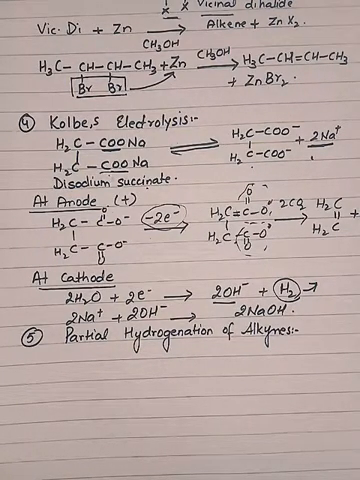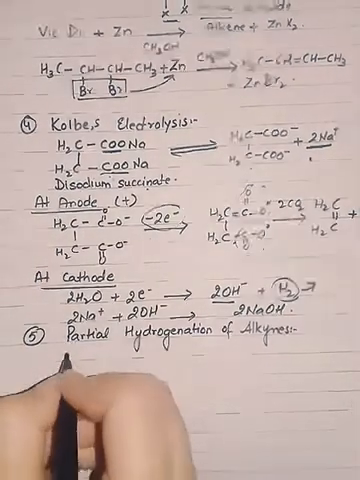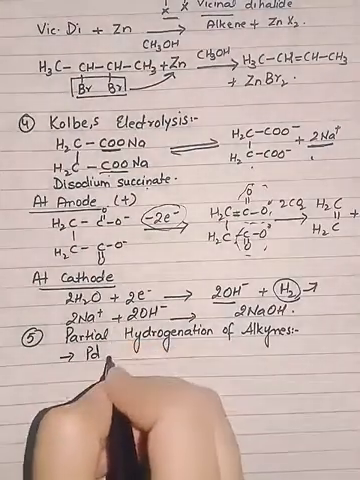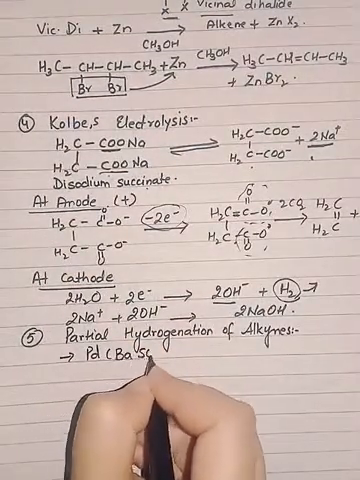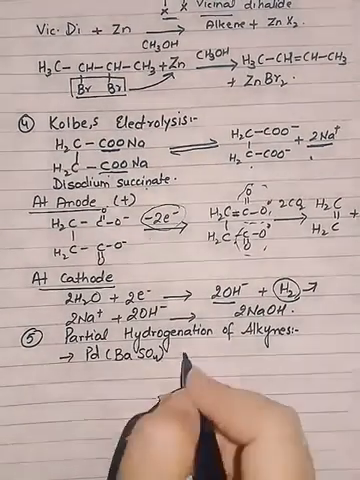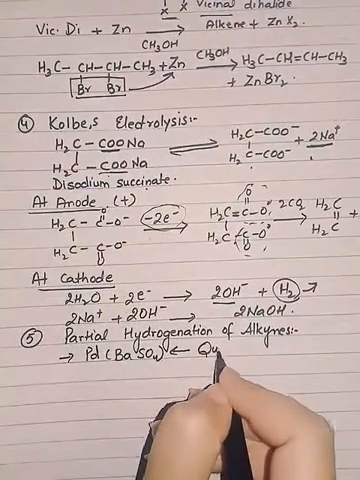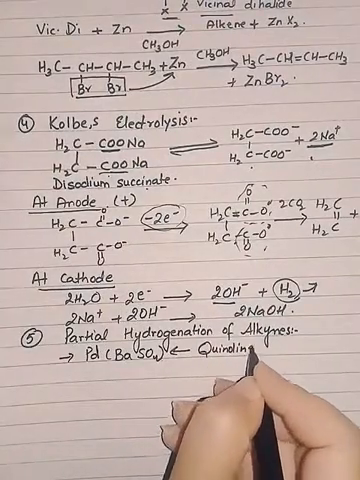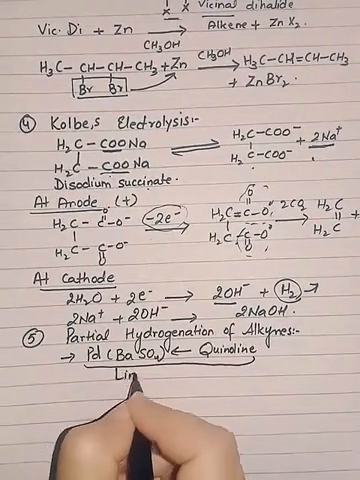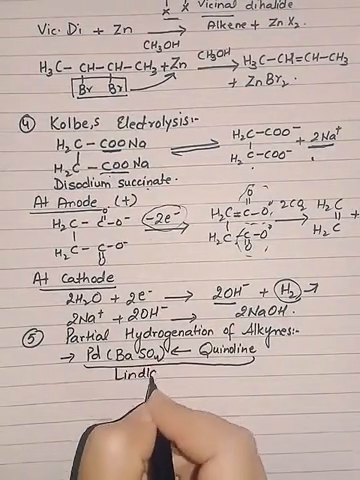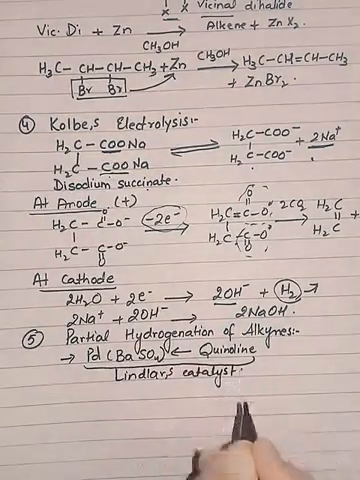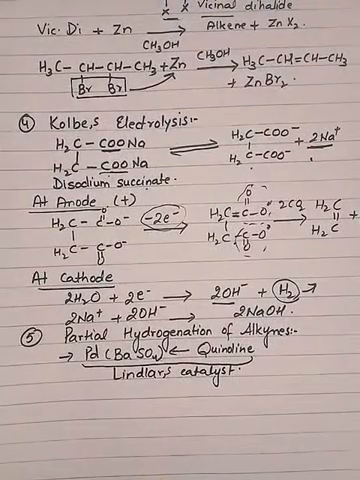The catalyst will be finely divided palladium, which is supported on barium sulfate. This is going to be the catalyst, and it is also poisoned by treating with quinoline. So this will become a catalyst which is known as Lindlar's catalyst. So basically we are using Lindlar's catalyst in order to carry out the reaction.